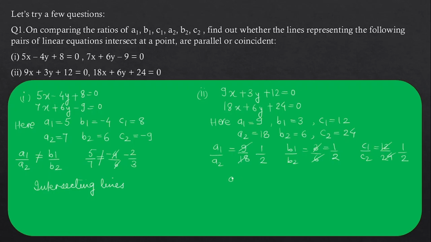What am I getting? I'm getting A1 by A2 equals B1 by B2 equals C1 by C2. This is possible when the lines are coincident. So on comparing the coefficients, we can say for these two lines, what kind of graph we will get? We will get coincident lines. I hope this is understood. Now let us try and see the other question.